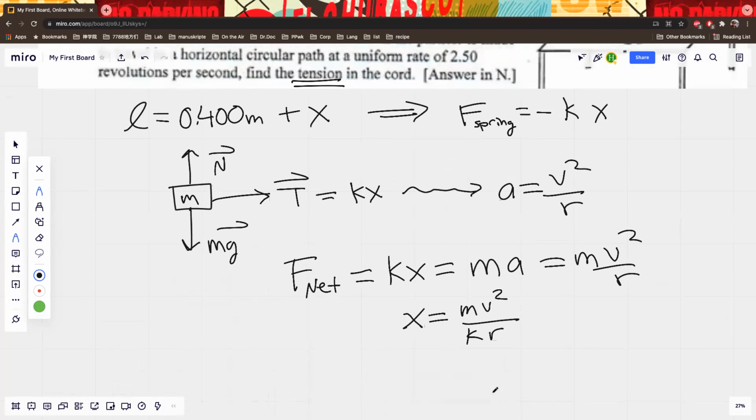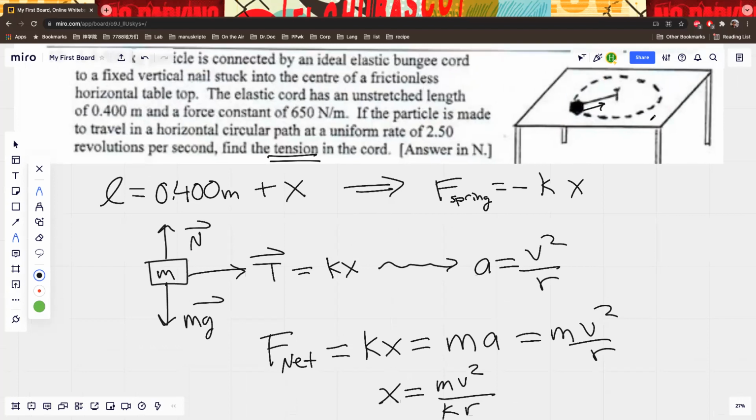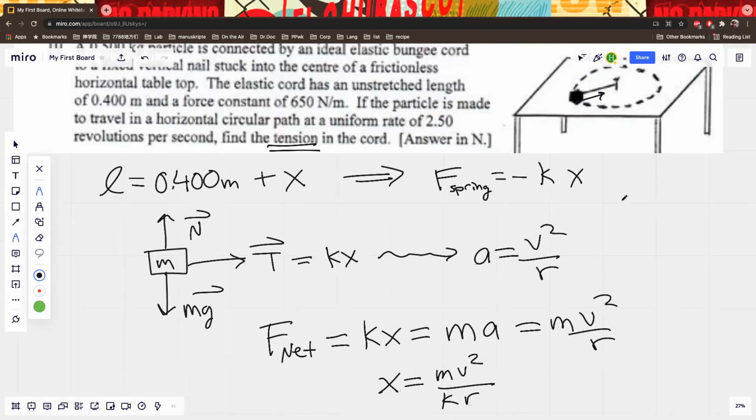So can we plug everything in? We have mass, we have r, we have k, and we have this 2.5 revolutions per second, the circular rate of the object. So it's finishing a certain number of revolutions per second.